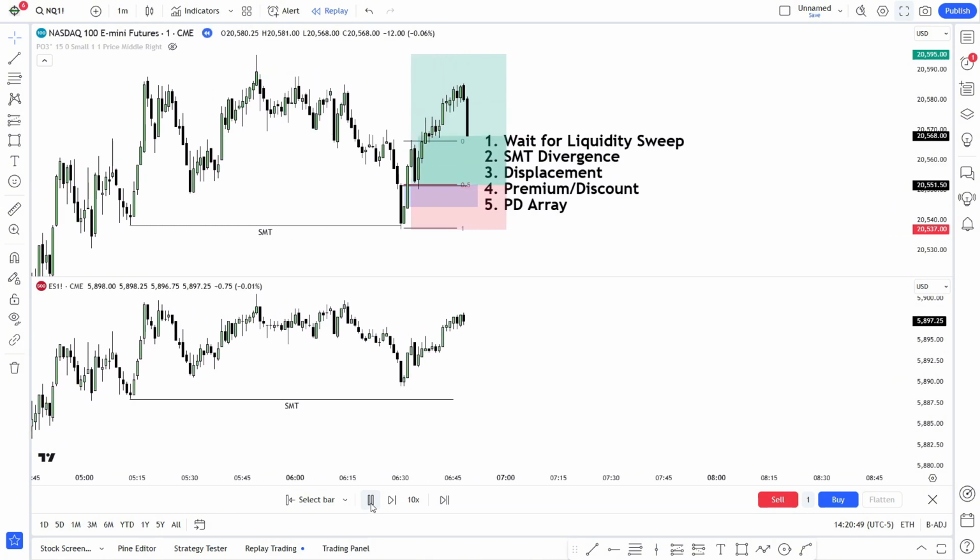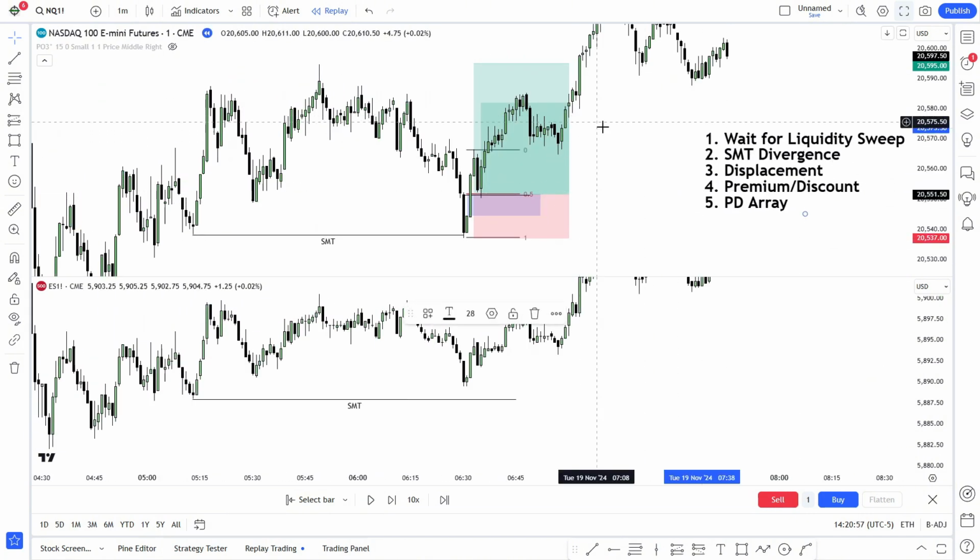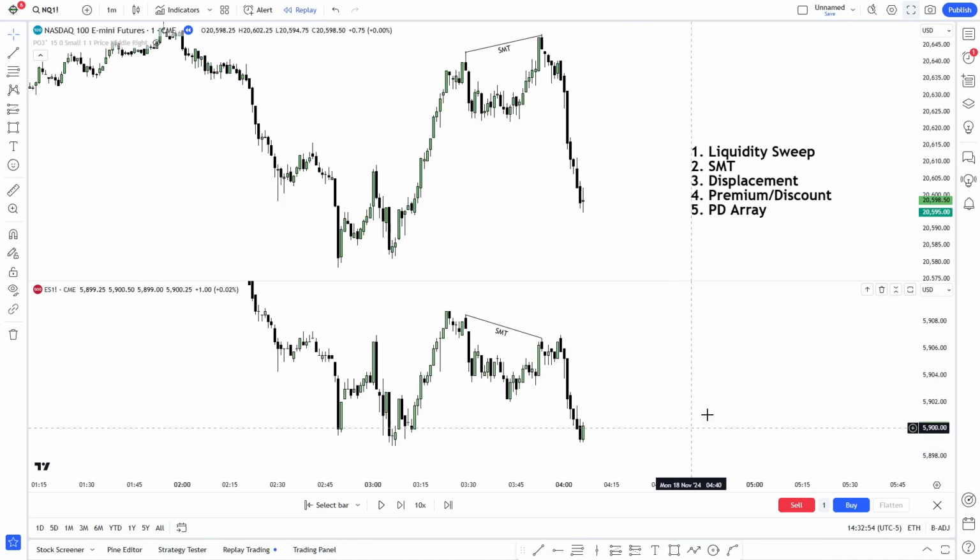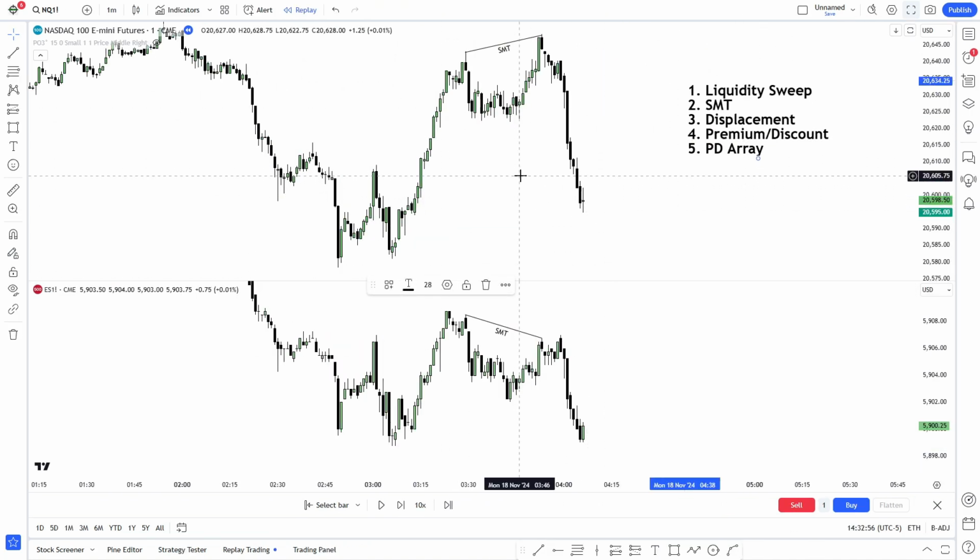Okay, we get filled right there, and we hit take profit like that. Alright guys, going into our next example, I'm on a 1 minute chart on NQ and ES.